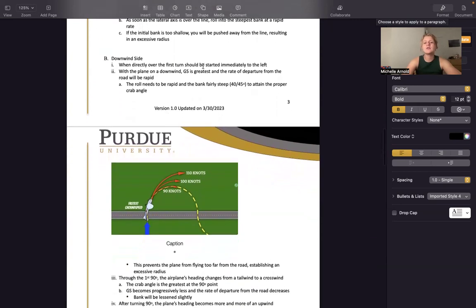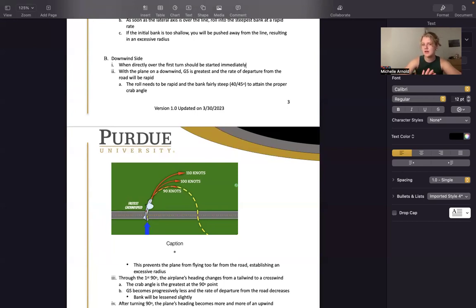When directly over the line, the first turn should be started immediately to the left. This says to the left. It can be started to the left or right. I'll go ahead and change that. But the first turn should be started immediately because you do have a tailwind, so your ground speed is going to be high. And if you don't start the turn immediately, your radius is going to be abnormally large.